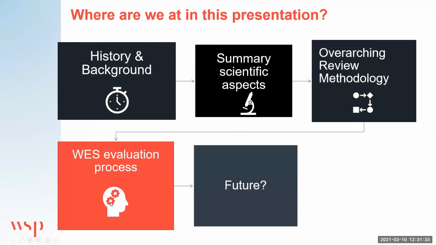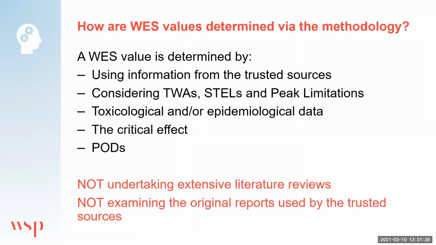So we're going to look at the WES evaluation process. How did we come up with the numbers? How are the WES values determined via part 3 of the overarching methodology? Just reading from the slide, the WES value is determined by using information from those trusted sources that were selected in part 1 of the overarching methodology. We had to consider the TWAs, STELs and peak limitations from the primary sources, and also the toxicological and epi data that was used to establish those WES from the trusted sources.